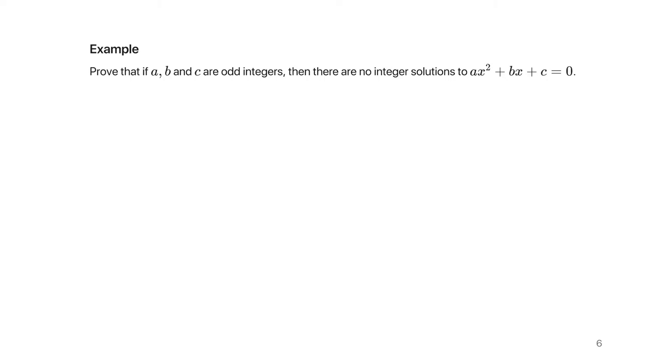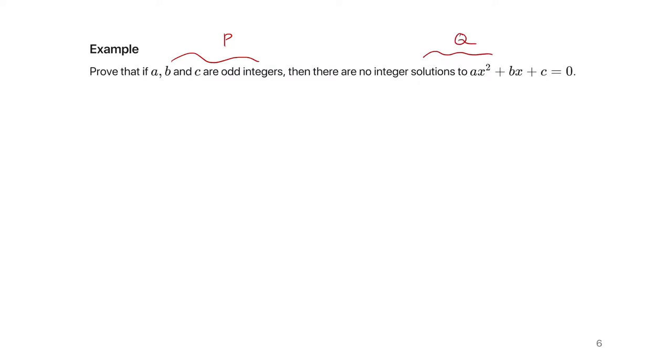Okay, so we want to prove that if A, B, and C are odd integers, then there are no integer solutions to this. And the hint I'll give you, I'll let you work on this for a minute or two amongst yourselves. The hint I'll give you is, let's do this using a proof by contradiction. And remember, you can see that this statement sort of looks like P implies Q.